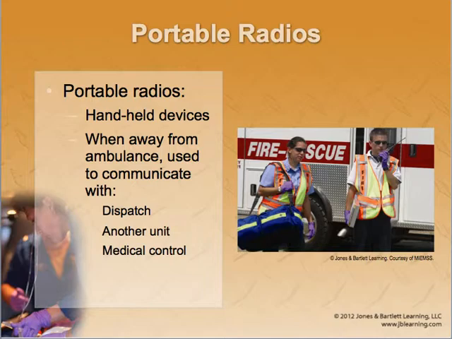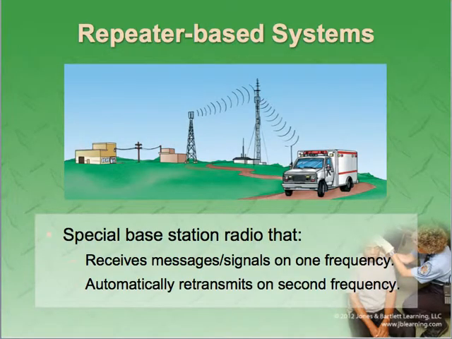Now there's several different systems set up that radios use. One of the very popular ones is the repeater-based system. A repeater-based system requires that you have a special base station radio that receives message signals on one frequency and then it automatically retransmits on a different frequency. And you may have this from tower to tower, so your signal may be repeated from your ambulance to a tower, to another tower, to another tower, and then finally to its destination.